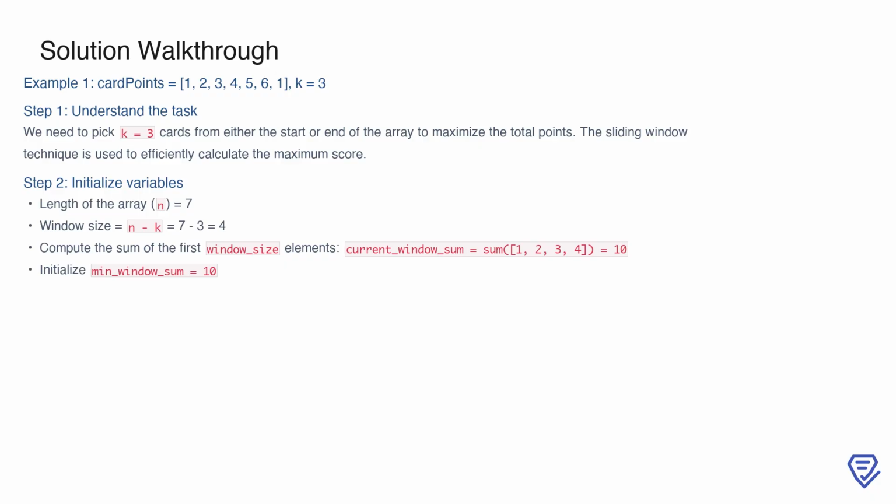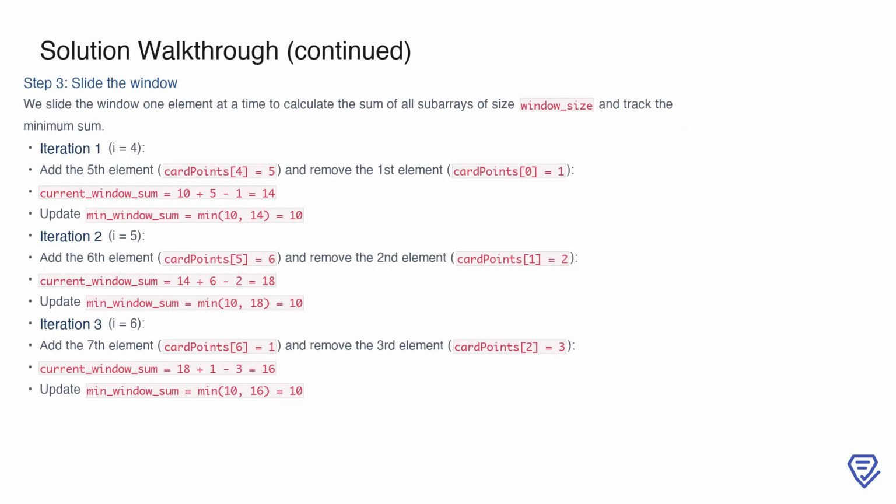Then, we calculate the sum of the first 4 elements in the array, which is 1 plus 2 plus 3 plus 4, resulting in 10. This value becomes our initial current window sum as well as the initial min window sum since we are aiming to find the smallest sum of any sliding window of this size. Now, we slide the window across the array by adding the next element and removing the first element of the previous window, recalculating the sum as we go, and keeping track of the minimum sum encountered.